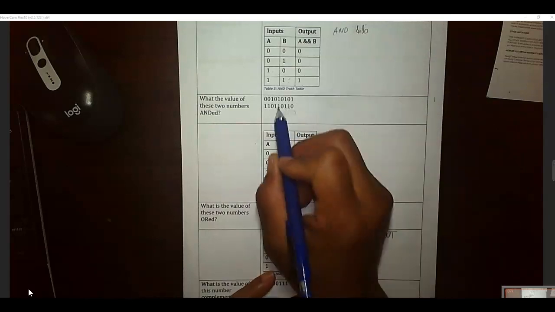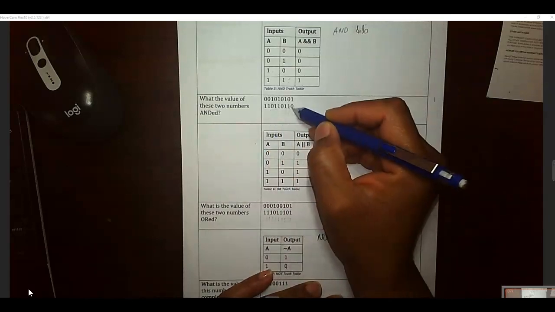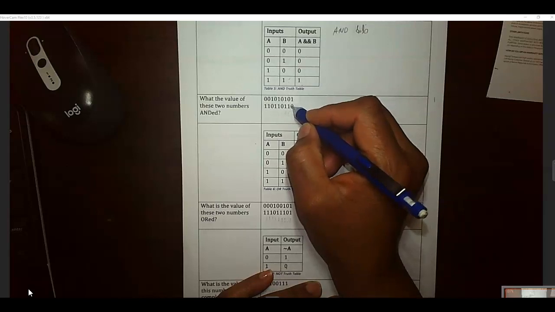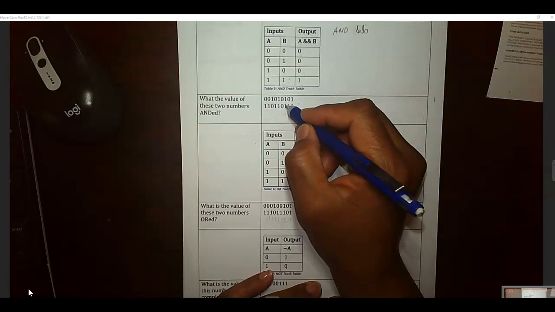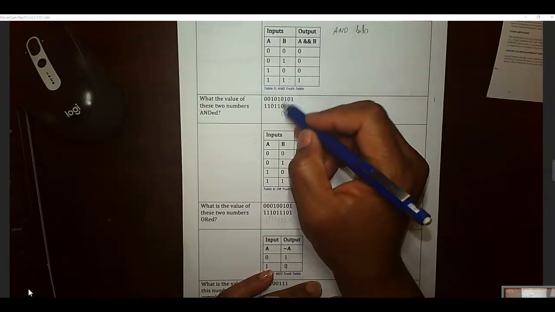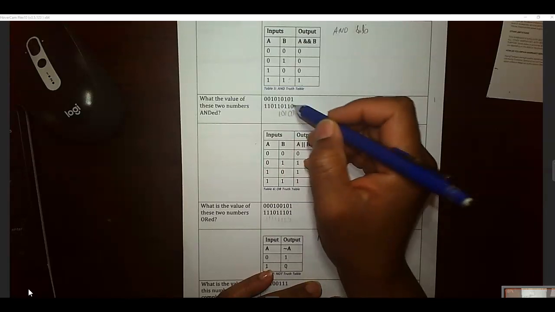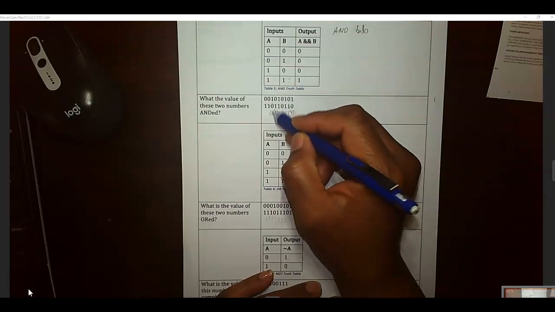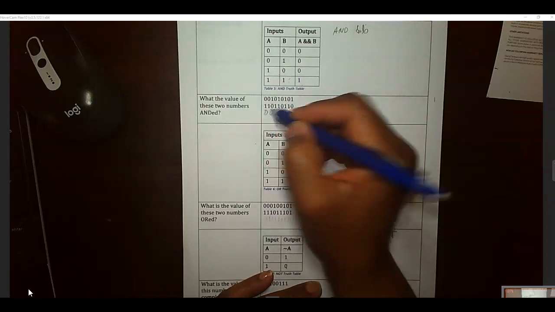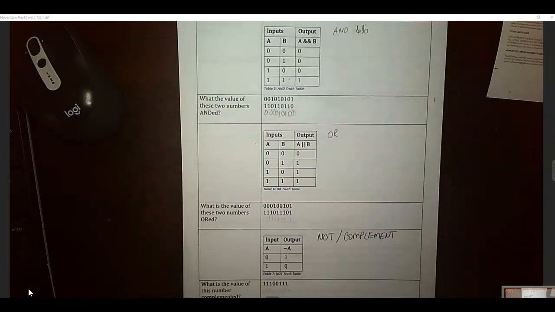So let's look at an example. We have 2 binary numbers, and we are going to do a bitwise AND. So 1 ANDed with 0 is 0. 0 ANDed with 1, 0. 1 ANDed with 1, 1. 0 ANDed with 0, 0. 1 ANDed with 1, 1. 0 ANDed with 1, 0. 1 ANDed with 0, 0. 0 ANDed with 1, 0. 0 ANDed with 1, 0. Okay, so that's your new value of your AND operation.